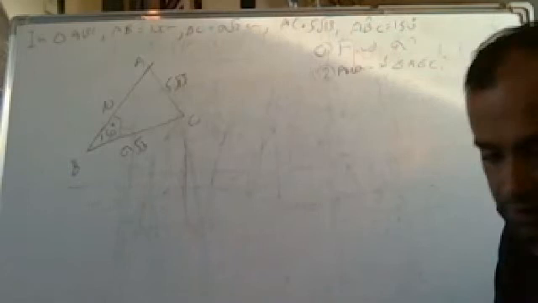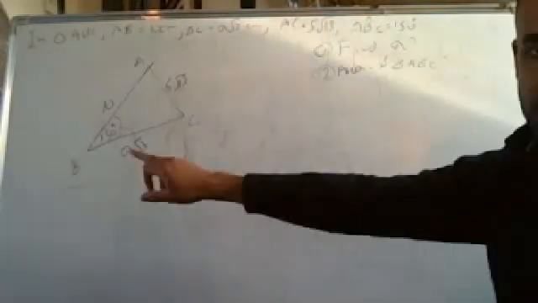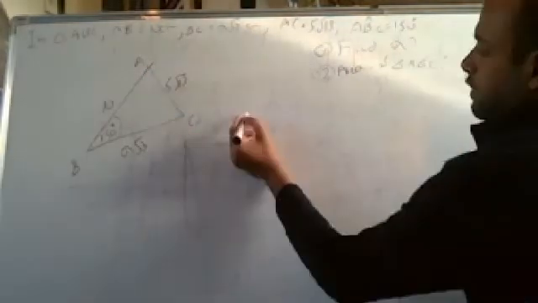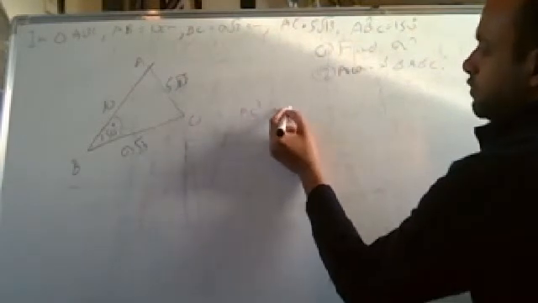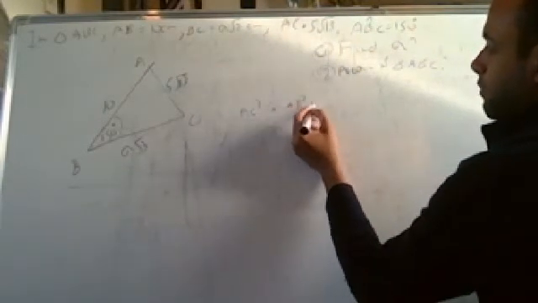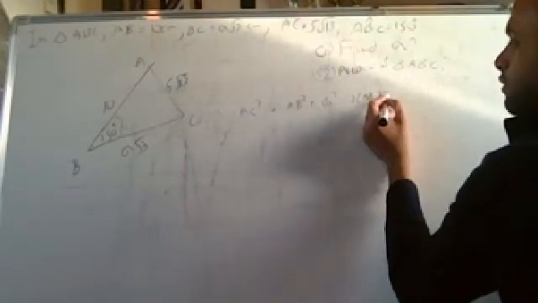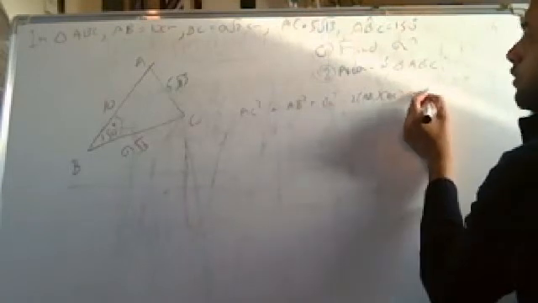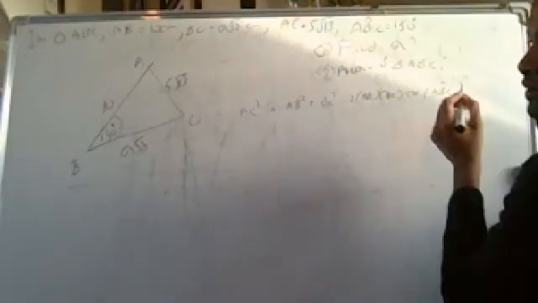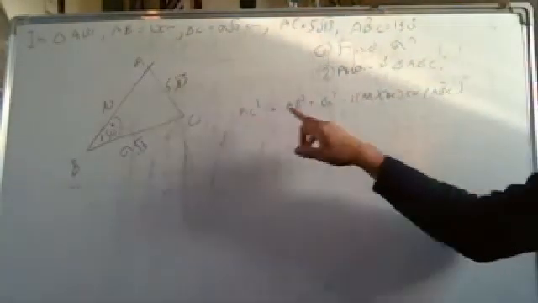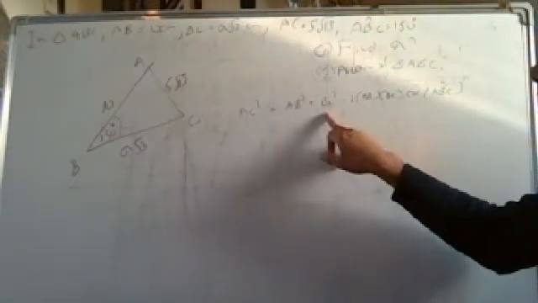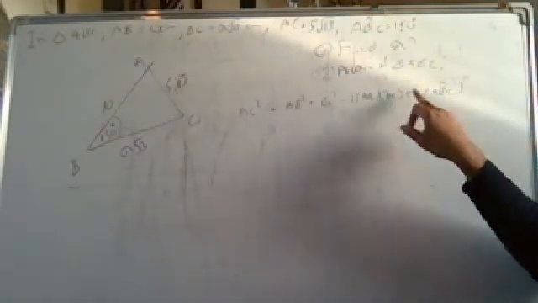Okay, so now we need to work out the value of a. At the moment we've only got one angle, so we have to deal with that angle, we have no other choice. So I'm going to write the cosine rule for this triangle. That means AC squared equals AB squared plus BC squared minus 2 times AB times BC times cos of angle ABC.